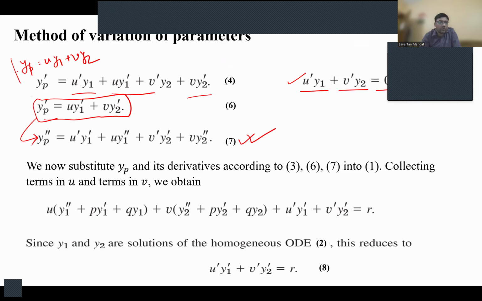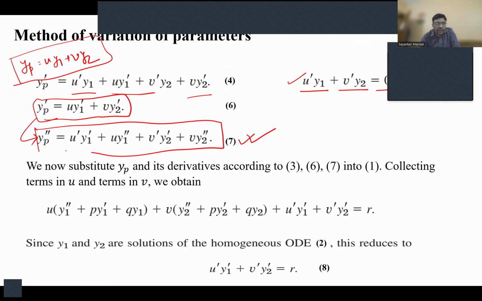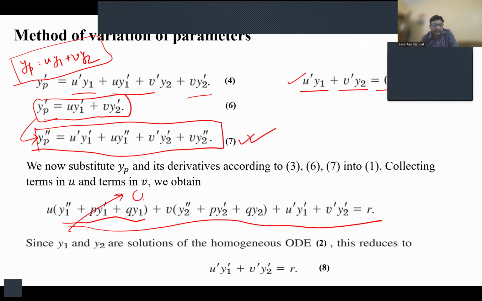So what do we have? We have yp, we have yp dash, and we have yp double dash. All these three things you substitute in the given non-homogeneous equation. After substituting and arranging the terms a little bit, you get an expression like this. In this one, you see, since y1 is a solution of the homogeneous equation, this has to be 0. Once again, y2 is also a solution of the corresponding homogeneous counterpart, so this also has to be 0. So what is remaining here is u dash y1 dash plus v dash y2 dash equal to r.